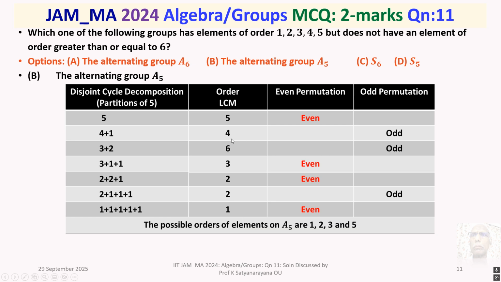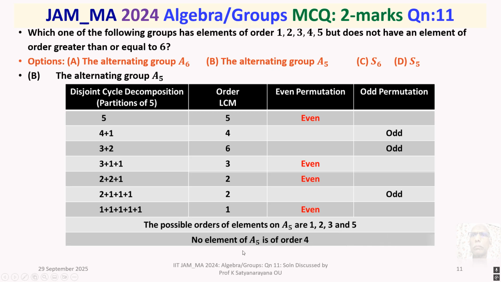To have order 4, it should have a cycle decomposition of this type, and whenever a 4-cycle comes, it will be an odd permutation. So, no element of A5 has the order 4. No element of A5 is of order 4.